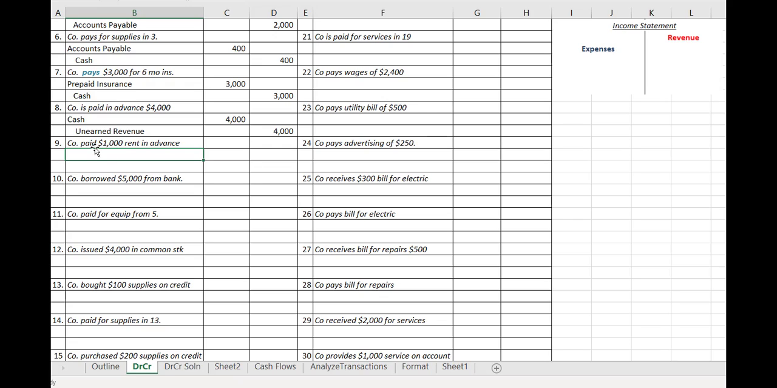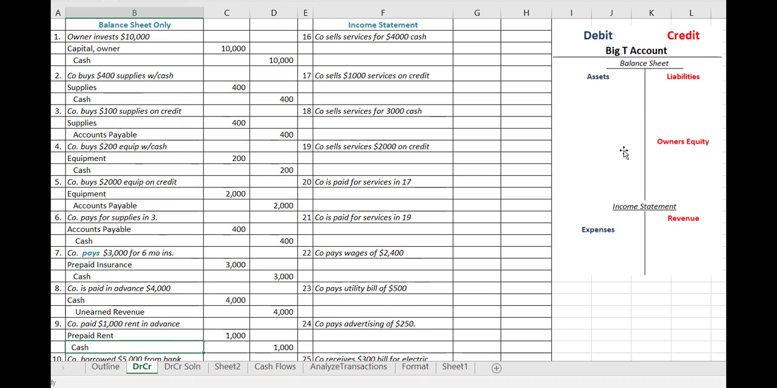Now the company paid, again there's that word paid, $1,000 of rent in advance. So we're going to credit cash for $1,000, and you just do the cash first because that boxes you into the rest of the entry. Now you have to have a debit, and we're going to debit, we paid rent in advance, so that would be prepaid rent, $1,000. Okay, and if you think about it over here, that would be prepaid rent. The asset prepaid rent increased with the debit, cash decreased with the credit.